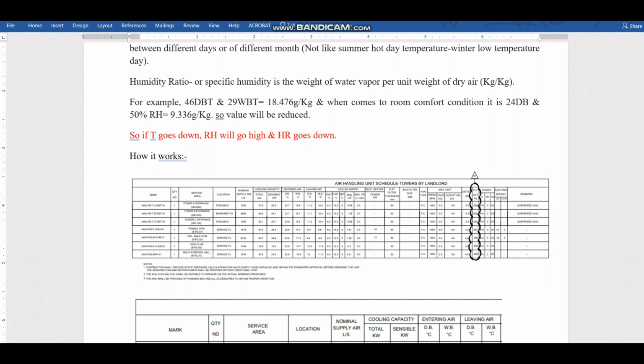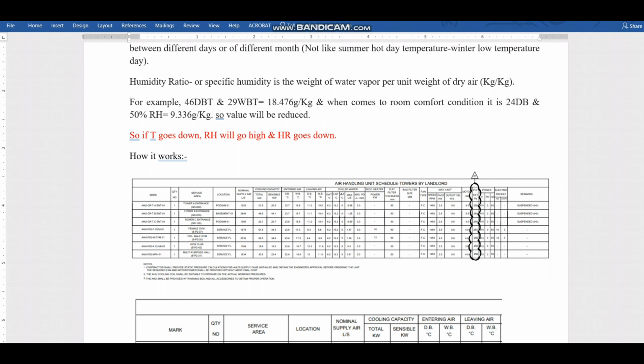So the next and final one is the humidity ratio. You are studying this because in the next slides, we have some formulas, and for those formulas we need all these parameters. The humidity ratio, or specific humidity, is the weight of water vapor per unit weight of dry air. In normal air, we have dry air as well as water vapor, so we need to know the weight of water vapor per unit weight of dry air.